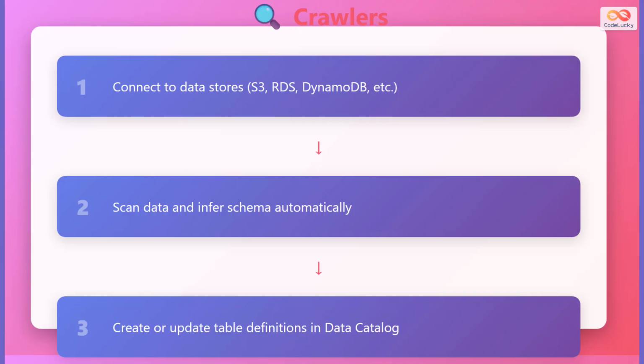AWS Glue crawlers automate the process of discovering your data. Here's how they work. First, a crawler connects to your data stores, which can be Amazon S3, RDS databases, DynamoDB tables, and many other sources. Next, the crawler scans your data and automatically infers the schema by analyzing the structure and format. Finally, it creates or updates table definitions in the data catalog with all the metadata it discovered. This automation eliminates the manual work of documenting your data schemas and keeps your catalog up to date as your data evolves.